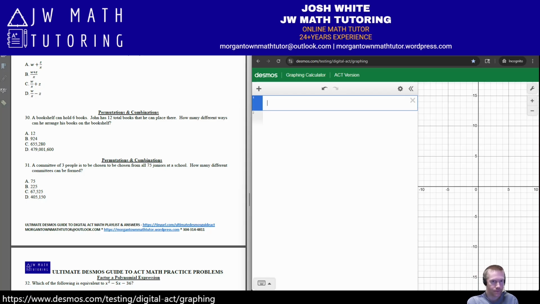So basically what we're doing here is just 12P6. So we just go to Desmos and we type nPr and then parentheses 12 comma 6, and there's our answer: 665,280. So the correct answer for this one is going to be letter C.